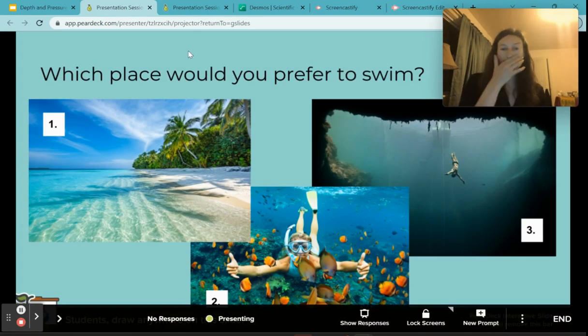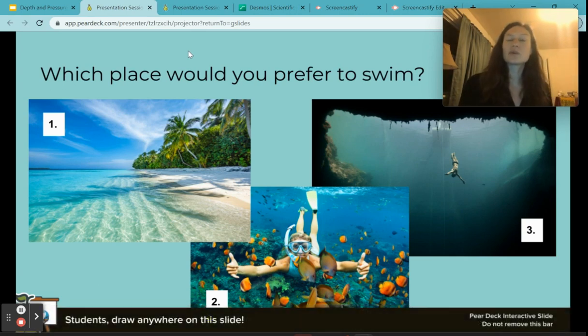All right, to begin, I want you to take a look at each of these pictures and tell me which place you would prefer to swim. You can either circle it, highlight it, or write the number of the picture in the chat, up to you.